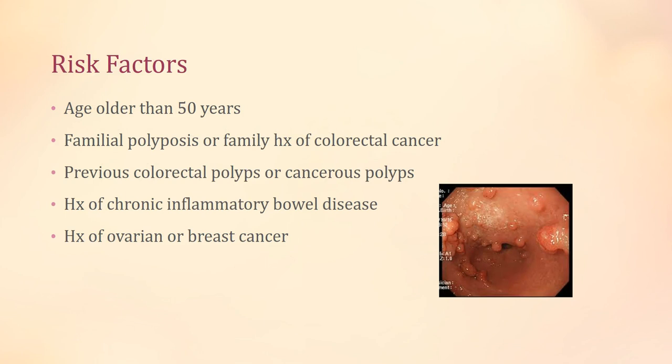Other risk factors are age older than 50 years, family history of colorectal cancer, previous colorectal polyps or cancerous polyps, history of chronic inflammatory bowel disease such as Crohn's, diverticulitis, and colitis, or history of ovarian or breast cancer. The picture they post on here is the picture of the polyps. The best way to determine whether or not it's actually cancer is to do a colonoscopy, look for the polyps, snip them off, and send them to a pathologist, and that way they're able to do some studies on them and determine if it's actually cancer or not.